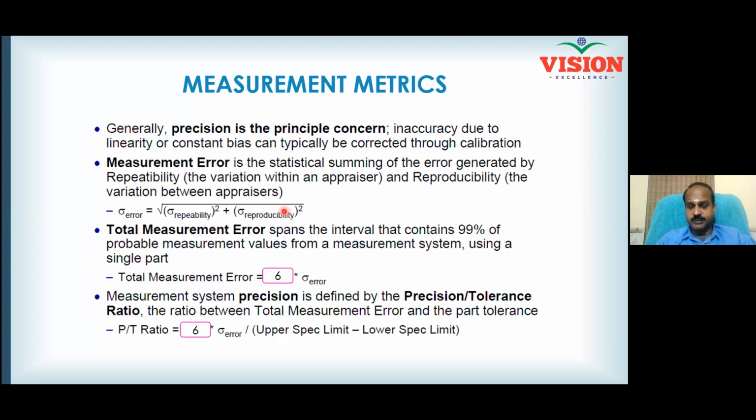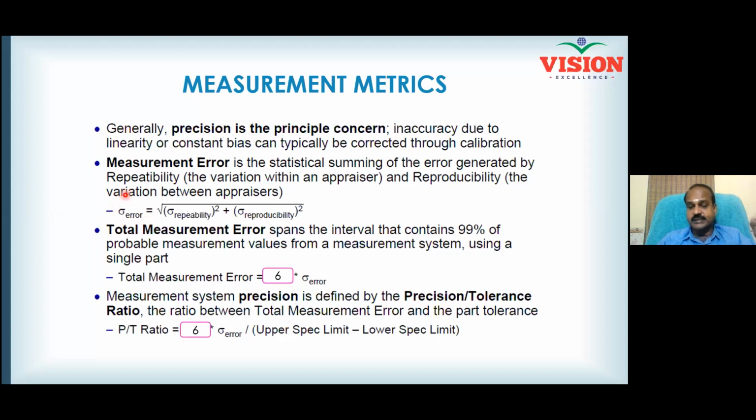How do you get the sigma reproducibility? Figure out the average from each appraiser. Use the averages to calculate the standard deviation. That is sigma reproducibility. Similarly, for each appraiser there will be a sigma, and you calculate the sigma repeatability. Combine the sigmas. Whenever you are combining standard deviations, you have to square them, add them, and then take the square root. Now the resulting sigma is the standard deviation of the precision error.